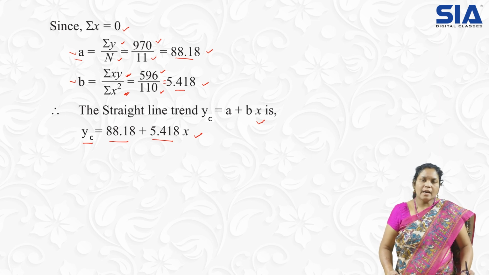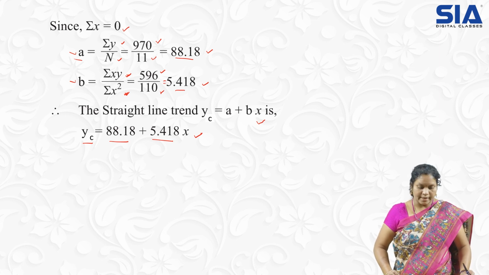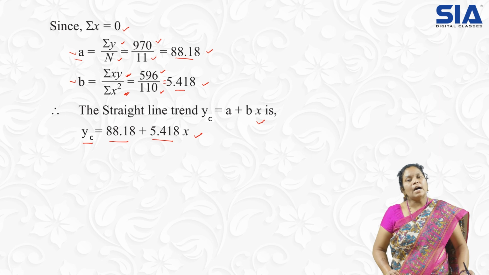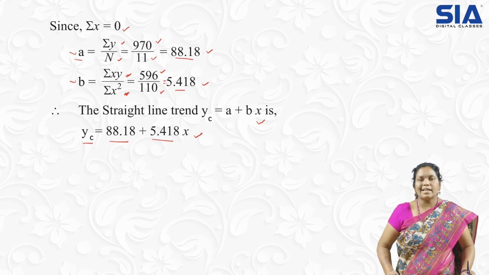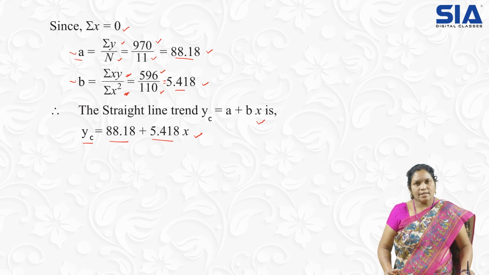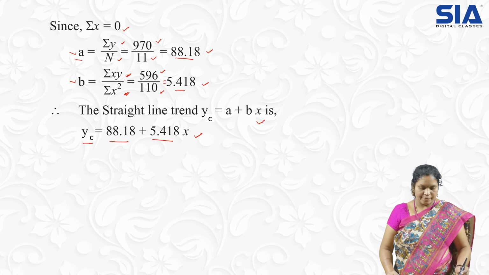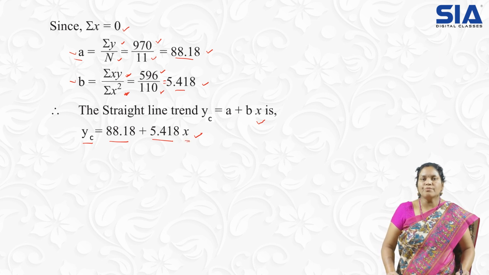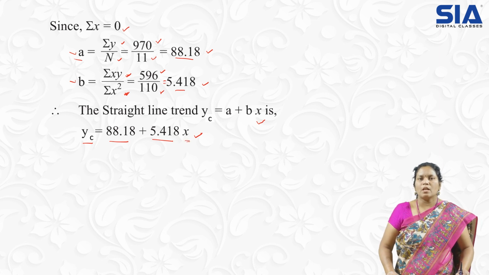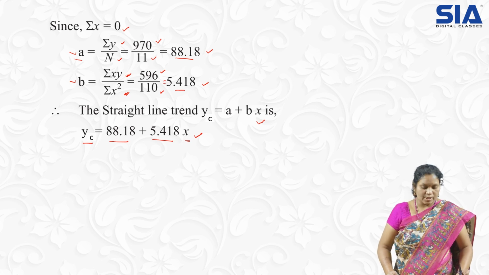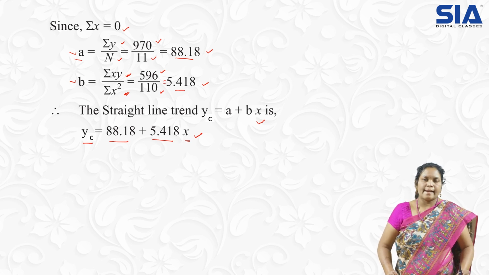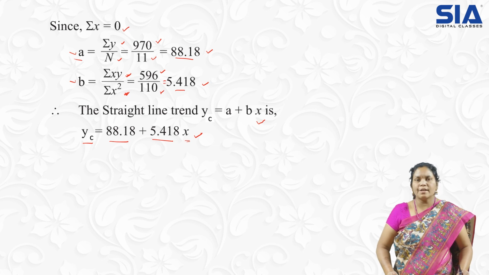So generally after substituting these a, b values, they will be asking to find out the trend values also. So if they are asking trend values also, what you have to do is all x values you have to substitute here and we need to find out the trend values column also. So here only straight line they have asked to fit. So this is how we have done the straight line equation to obtain the trend values.